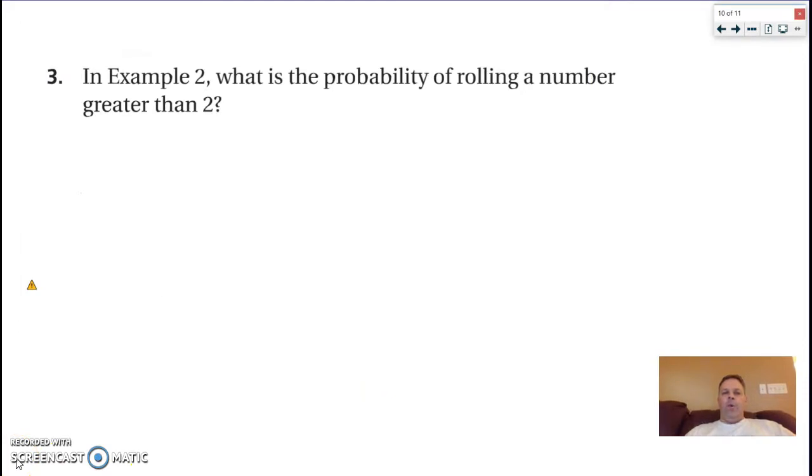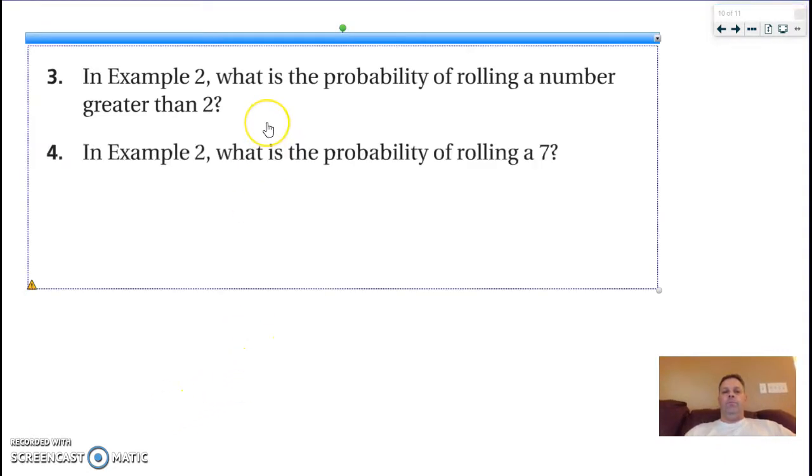In example 2, what is the probability of rolling a number greater than 2? I must first figure out how many possible outcomes on a number cube are greater than 2. 2 is not greater than 2, so it is not a possible outcome. Our possible outcomes are 3, 4, 5, and 6. We have 4 possible outcomes. In a number cube, there are 6 total outcomes, so our simplified answer from 4/6 is 2/3.